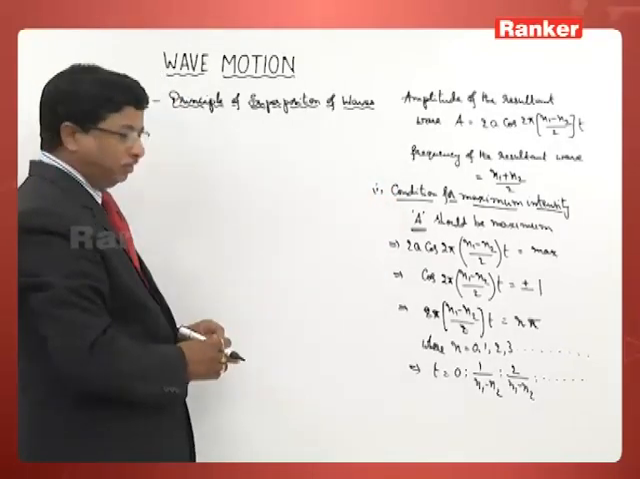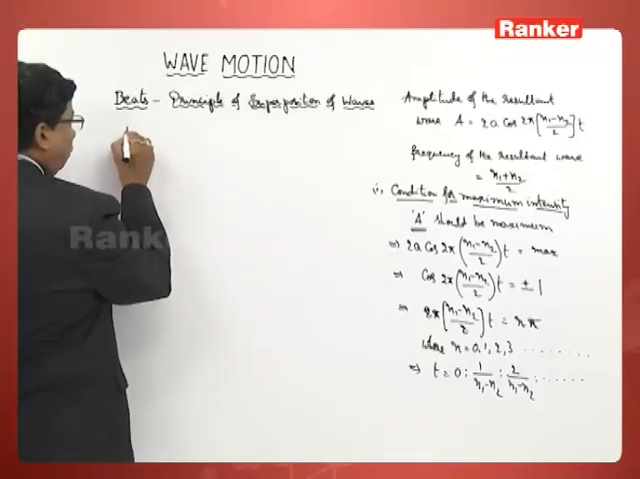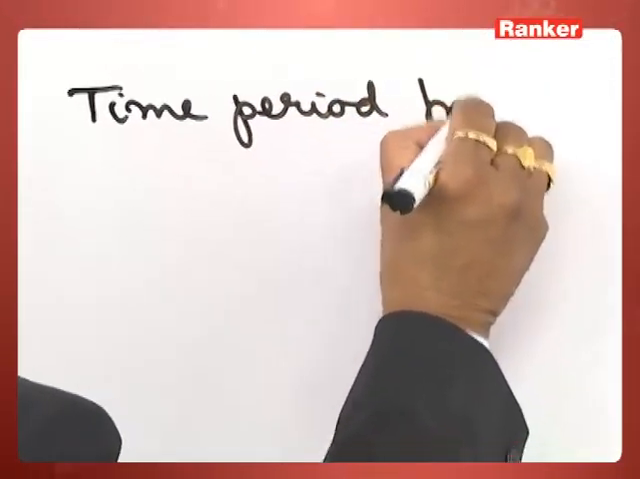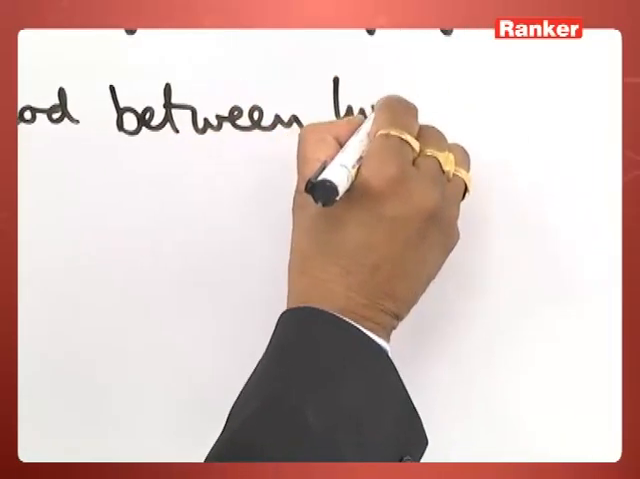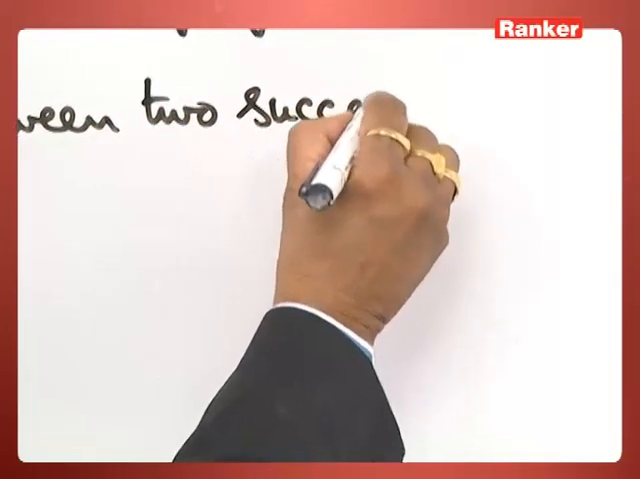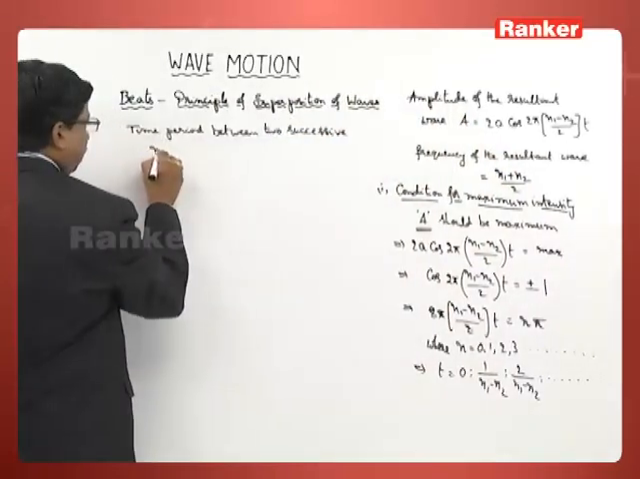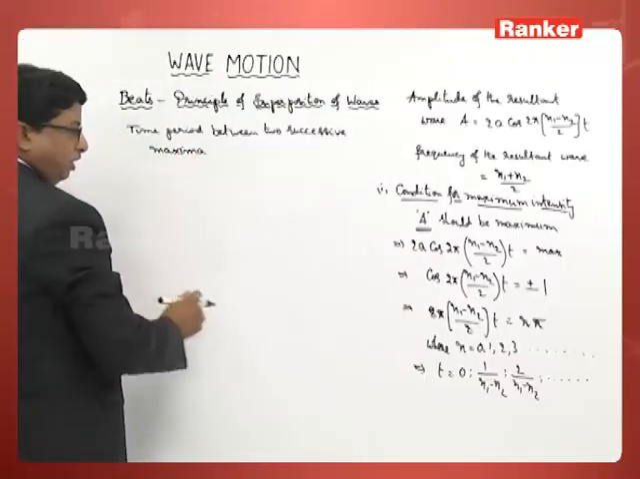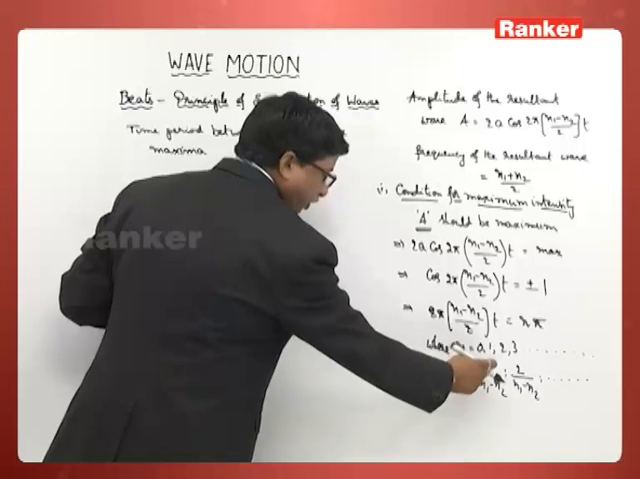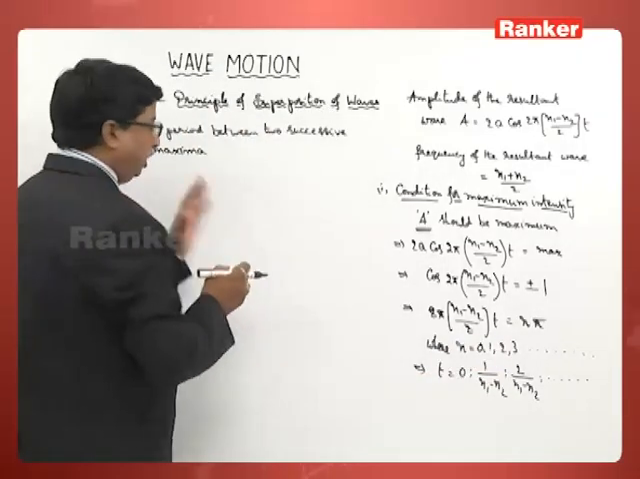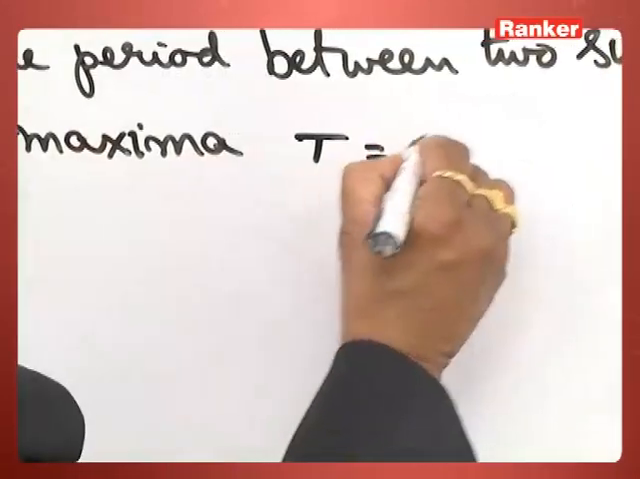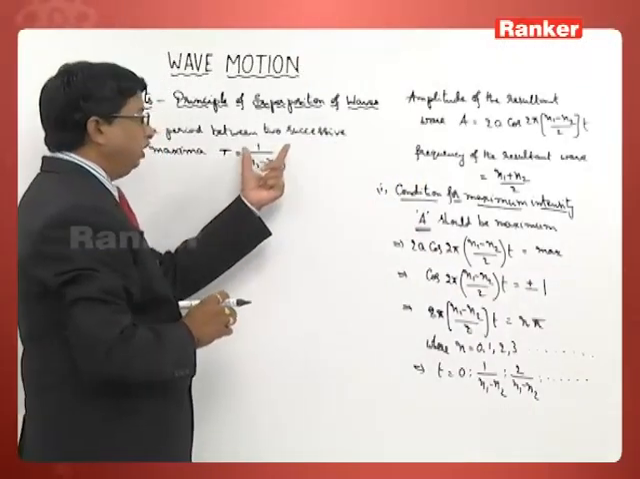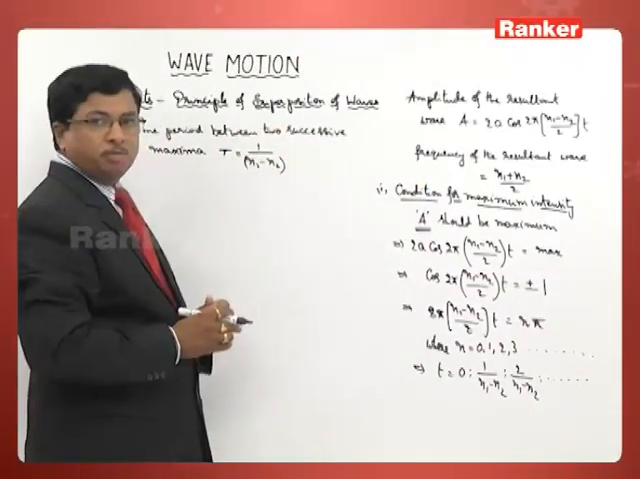corresponding to the beats which are being produced. So, what I just write here is, what is the time period between two successive maxima? What is the time gap or time period between two successive maxima? Either you take the difference of the first and second, or second and third, successive ones. That now becomes t is equal to 1 by n1 minus n2. That is actually the time between two successive maxima.